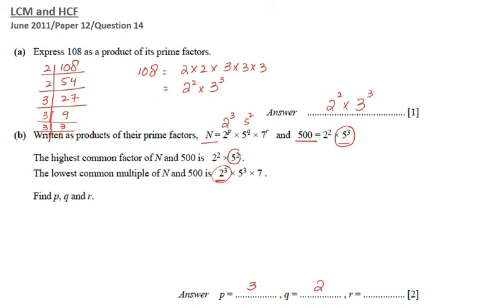Now the last factor is 7. In the highest common factor, 7 is not present. It means that 7 is not common in both numbers. Yes, we can see that in 500 we are not having 7. We are having 7 only in the least common multiple of n and 500. As 7 has power 1, in LCM we are having 7 raised to the power 1 only. So it means that the value of r is 1.